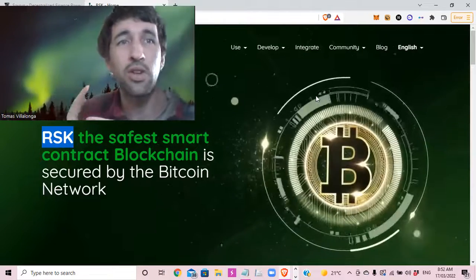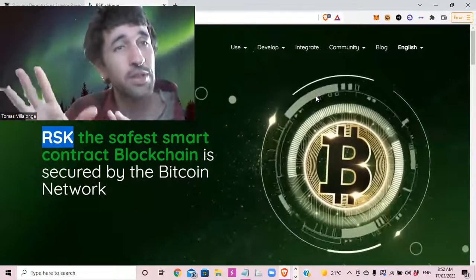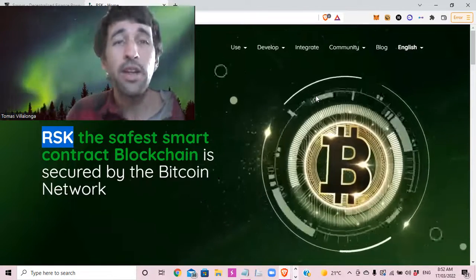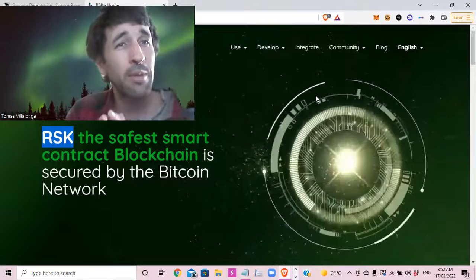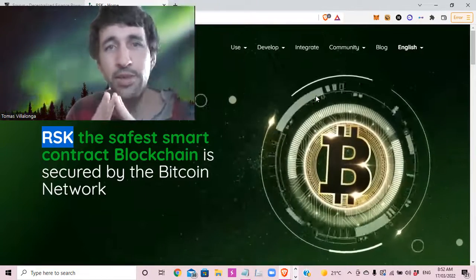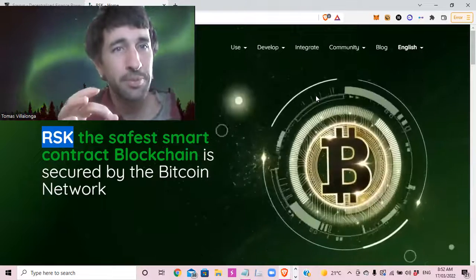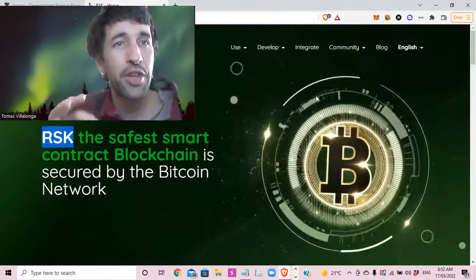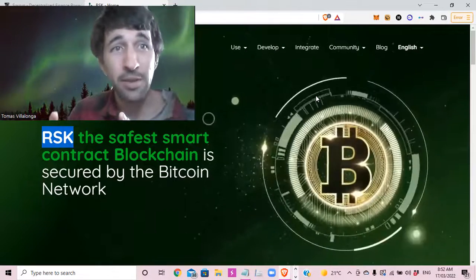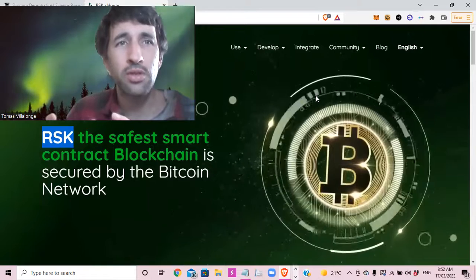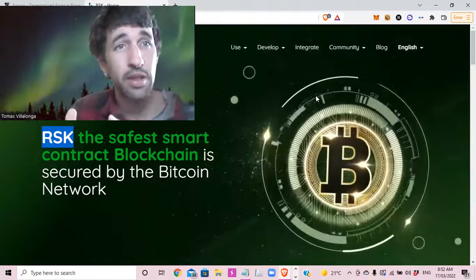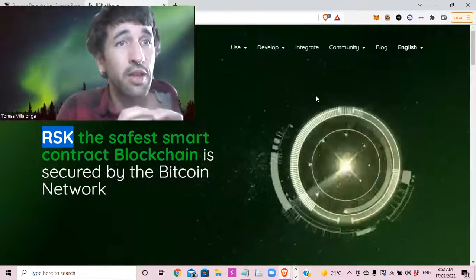Then there's another one called Stacks, which I'm going to make a separate video about after. And that's another approach to Bitcoin layer 2. Now, RSK, the reason why I'm so fascinated with RSK is because it's the first layer 2 that's EVM compatible. EVM means Ethereum Virtual Machine. This means basically any code that is now running on Ethereum could potentially be brought to RSK, and it should work.